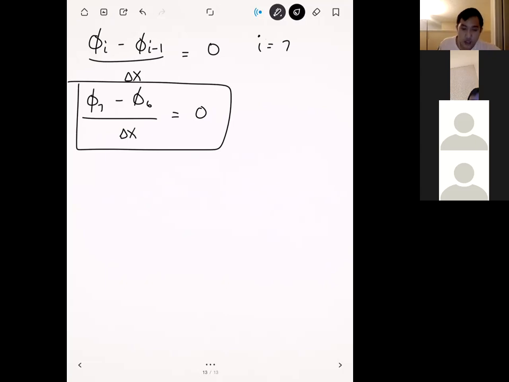And then we check the phi values in there, and we can see that we're good to go because we have phi 7, which obviously exists because that's the one we want to solve for, right? And we also have phi 6, which also exists. And so this finally is our 7th equation.